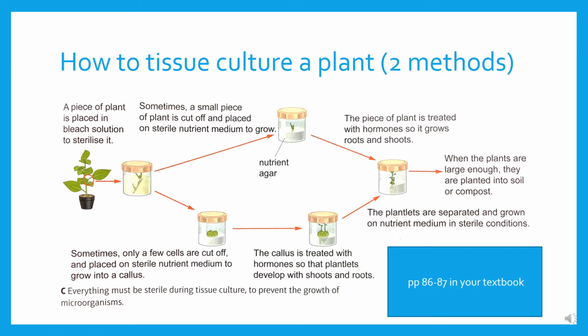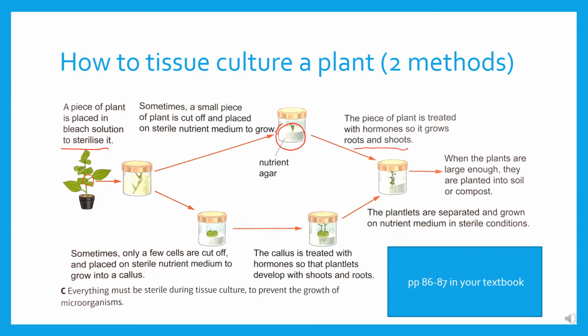Before you start anything, you must sterilize your plant material that you've cut off. Sterilization stops you from growing any pathogens and multiplying them to harmful levels. Sometimes, what you can do is take a piece of plant and grow it in a sterile nutrient medium. Once the plant is big enough, you treat it with hormones so that it develops roots and shoots. And once these roots and shoots are fully formed, then you can plant them into soil or compost to grow as usual.